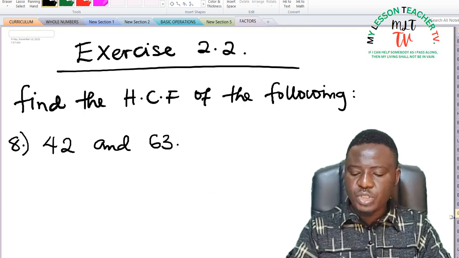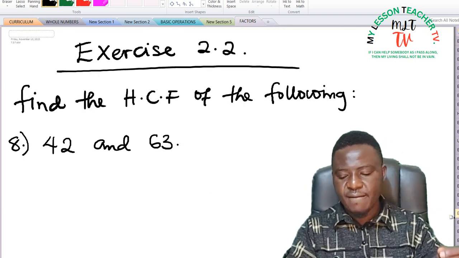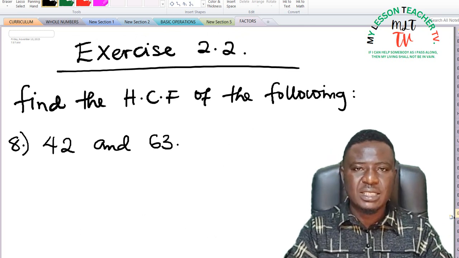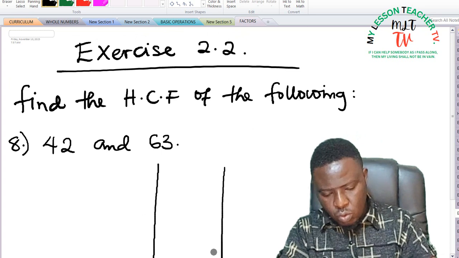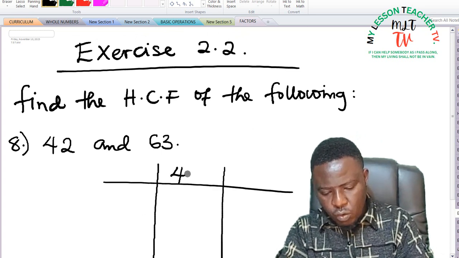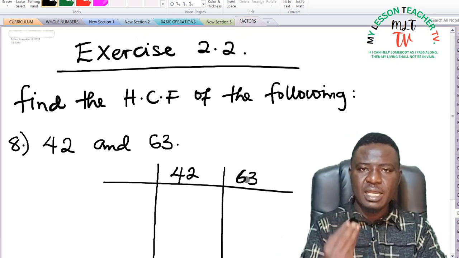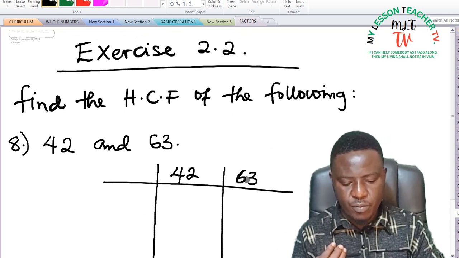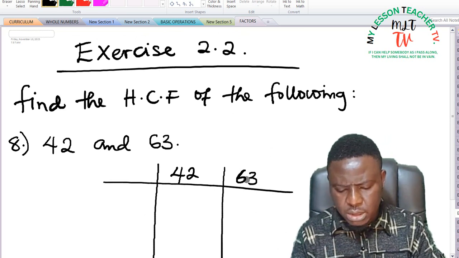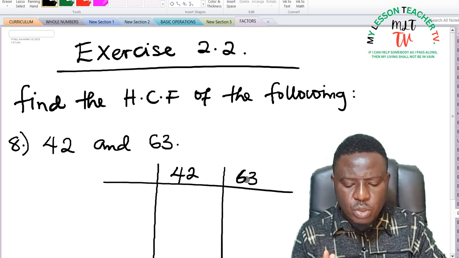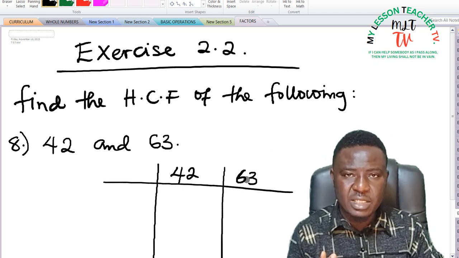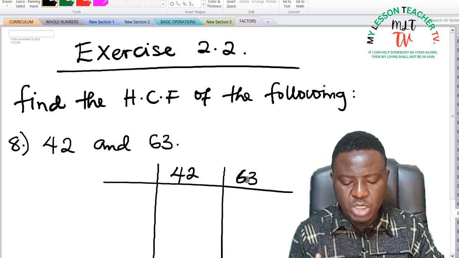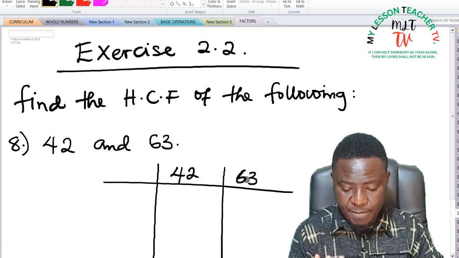of HCF. Question 8. We are asked to find the HCF of 42 and 63. So we shall begin using the least common prime factor, which is 2, but 63 is not divisible by 2 because 3, which is the last digit of 63, is not a multiple of 2. So we shall then test for 3.